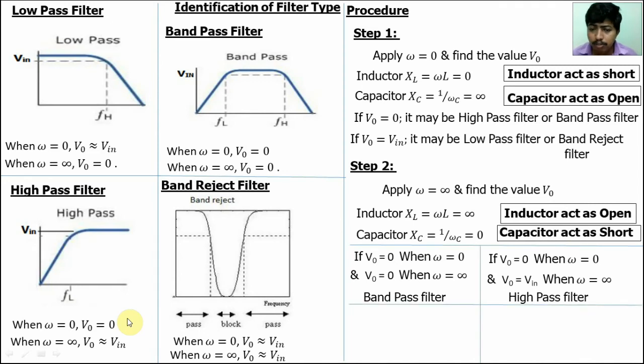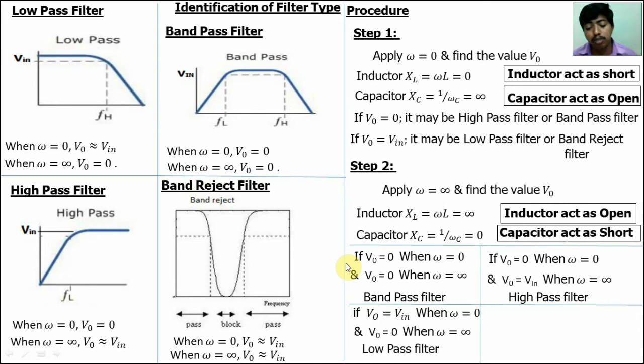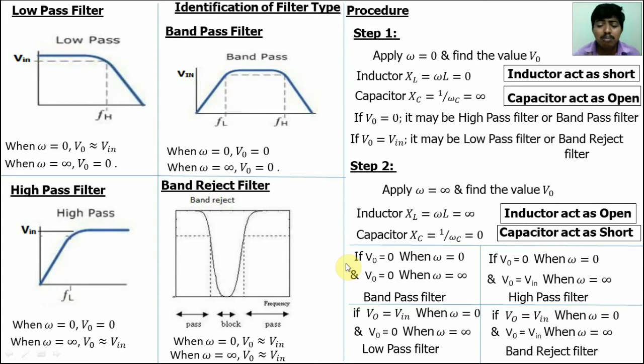In the first step, V0 is equal to Vin, some value. In the second step, V0 is equal to 0. So the filter will be a low pass filter. In the first step, V0 is equal to Vin, some magnitude. In the second step also some magnitude. Definitely it will be a band reject filter. So by using step 1 and step 2, we can select a filter circuit. This is the procedure.